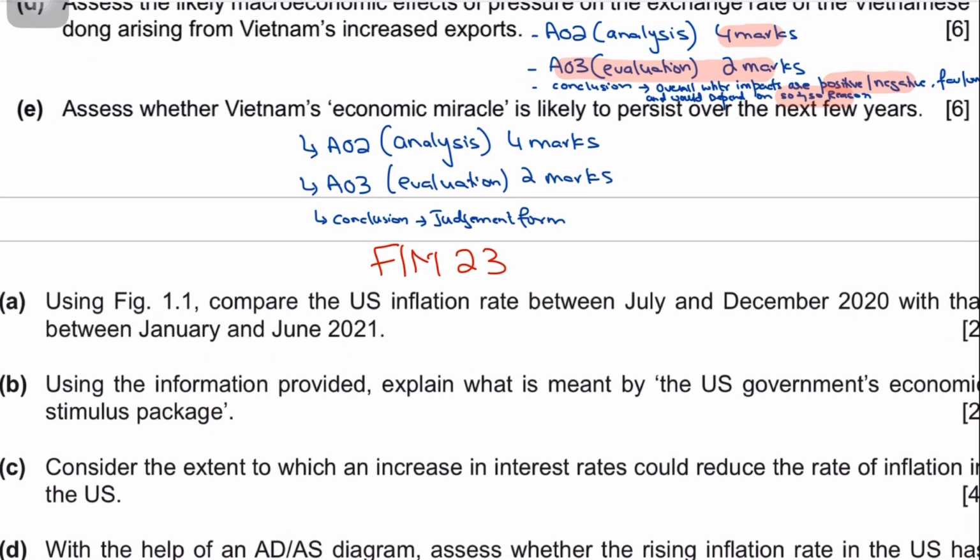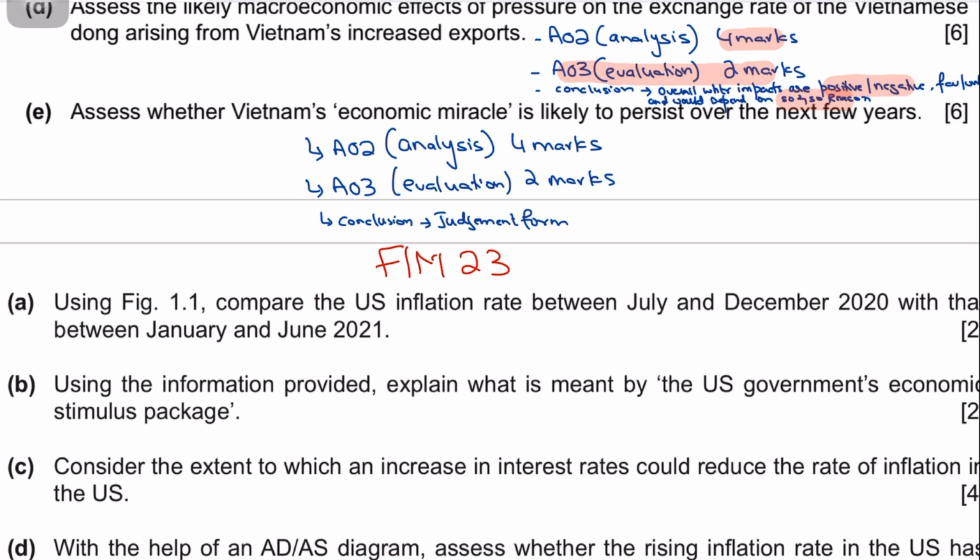And similarly, another question was assess whether Vietnam's economic miracle is likely to persist. Again, 4 marks for analysis and then 2 marks for evaluation. And again, like I said, remember that the last part of evaluation is always a judgment. So you need to give a judgment here, because the narrative is in the form of an opinion, whether this would persist or not. So you need to give an opinion as well. Maybe you could challenge the opinion, you could go for the opinion, you could go against the opinion, or maybe you could give a generalized opinion, right?